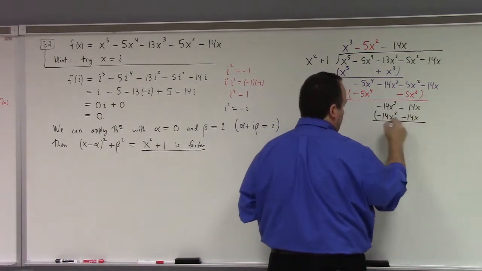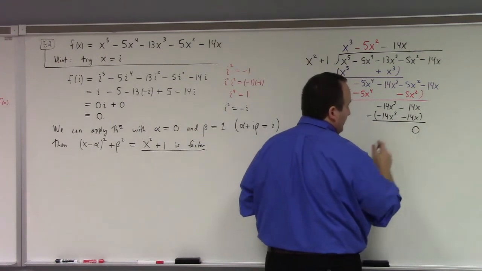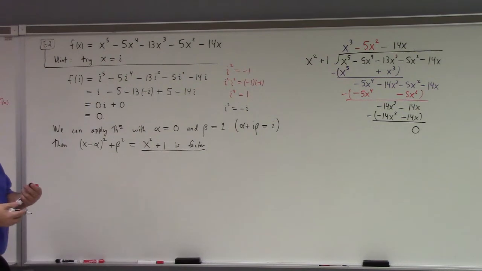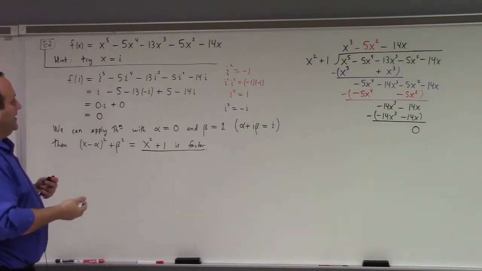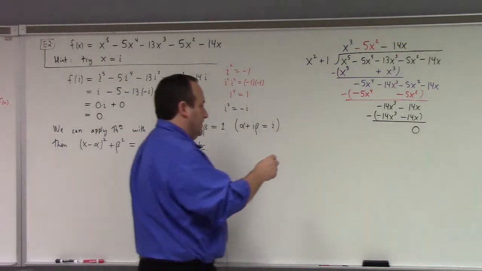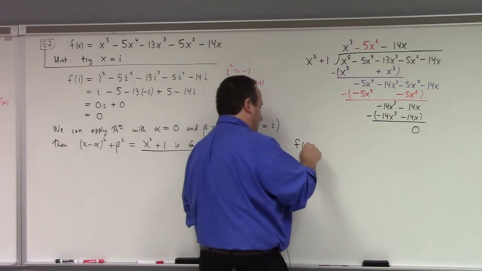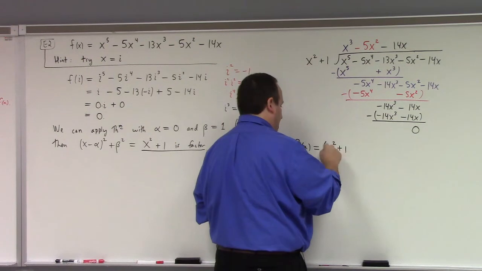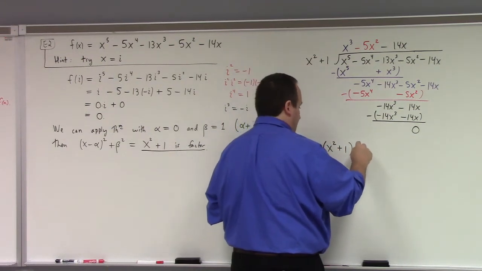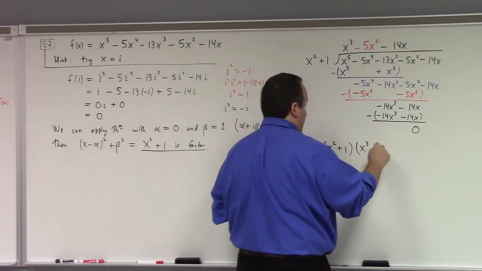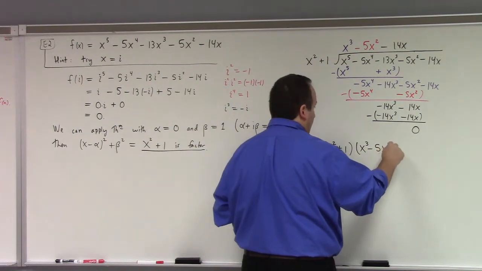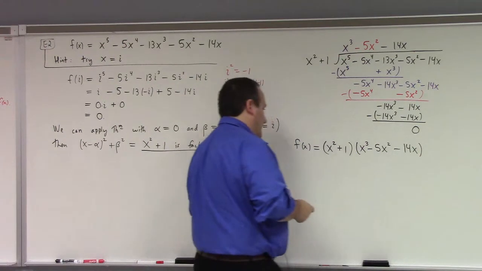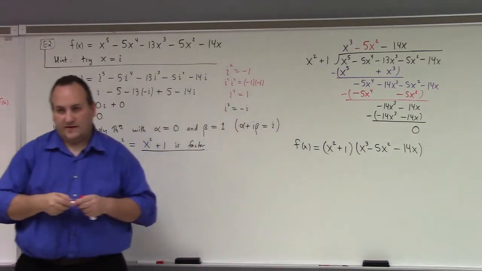remainder of 0, right? So what does this long division tell me? This tells me that we can factor the given f of x as what? We have x squared plus 1, right? Times what? Times x cubed minus 5x squared minus 14x. Now, I'll give you guys a second here to catch up if you're lagging.